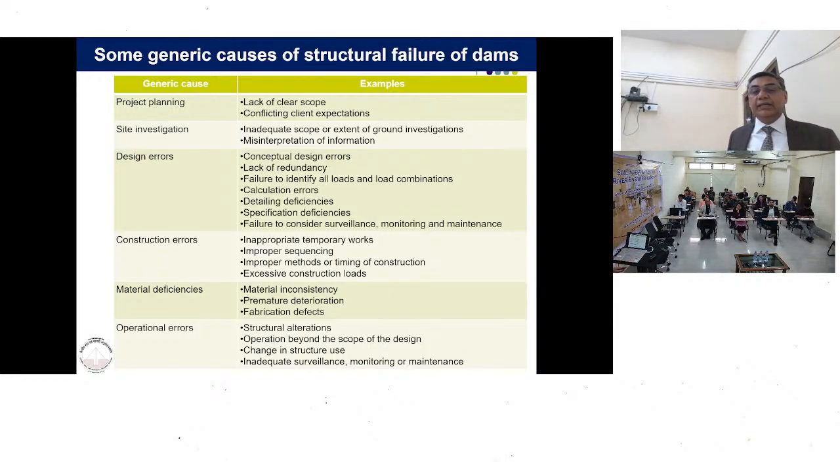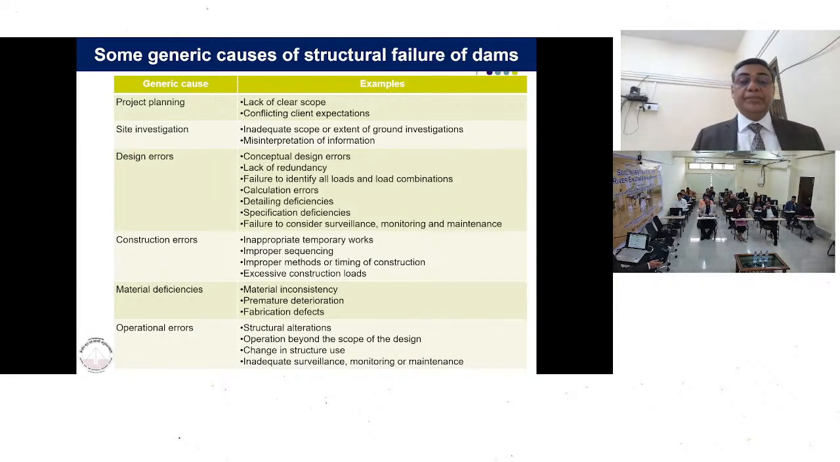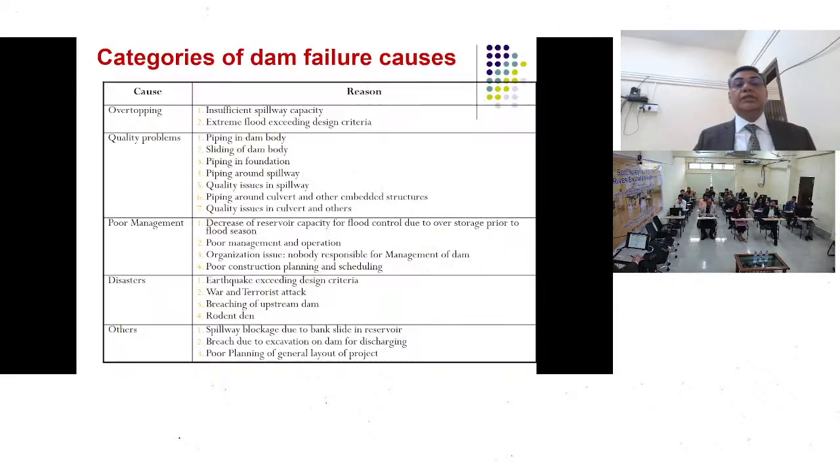Material deficiencies, material inconsistency can be there, premature deterioration or fabrication defects. Operational errors can be there, structural alterations, operations beyond the scope of the design, changes in structural use, inadequate surveillance, monitoring and maintenance. These can be some of the generic causes for structural failures of the dam. We are discussing them in detail so that a little bit of it remains in your memories, and in case you come into such areas, you will take care of it.